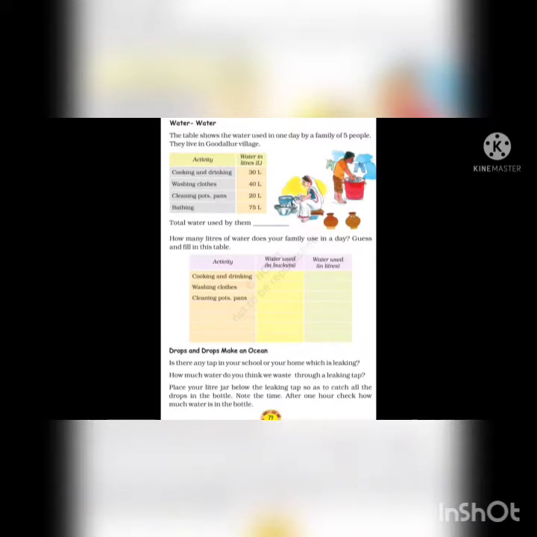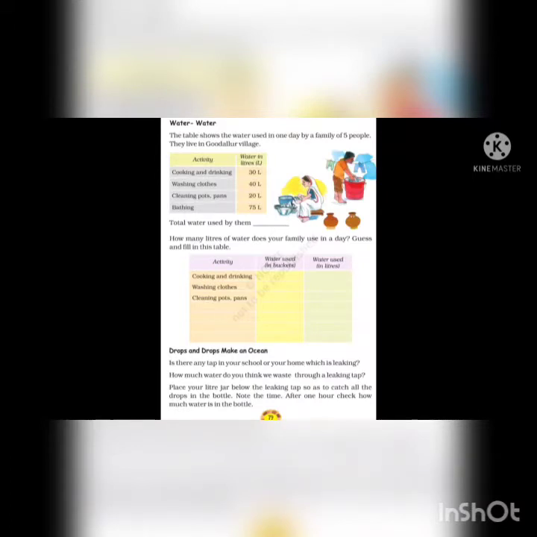So, total water used by them. You will do this yourself. You will add all these quantities of water and then write the answer in this blank. You will add 30 liters plus 40 liters plus 20 liters plus 75 liters, and then write the answer here in this blank, in liters.